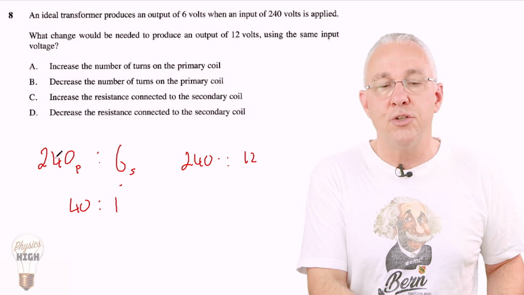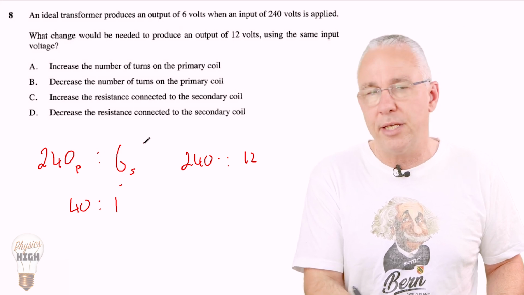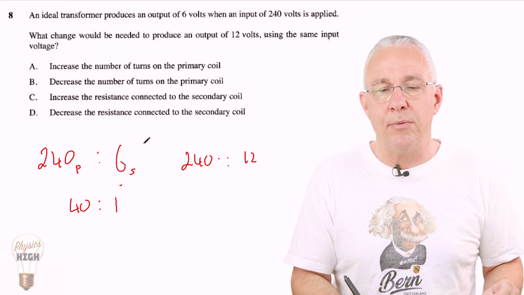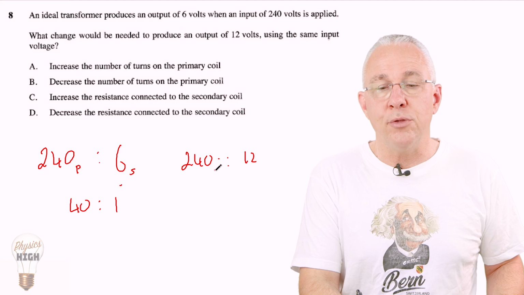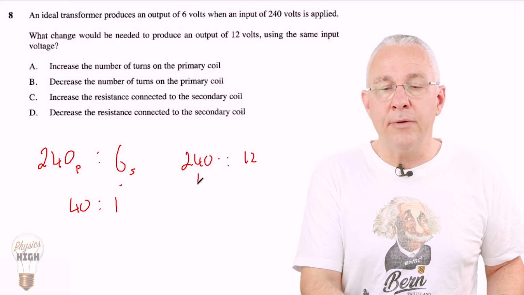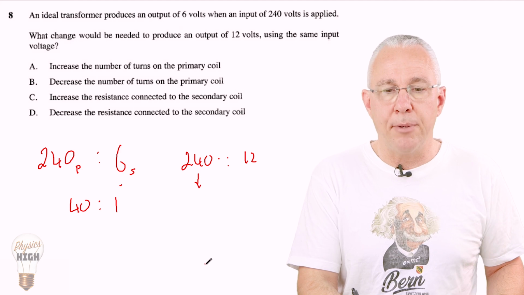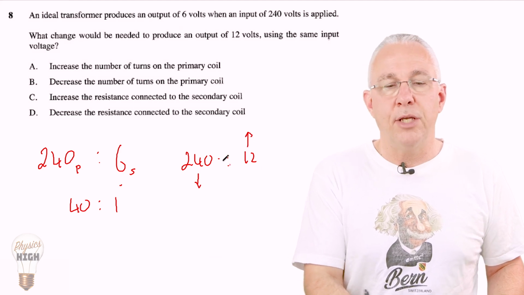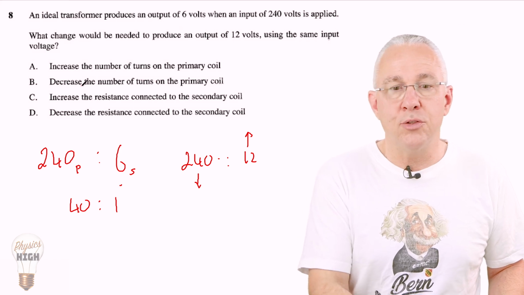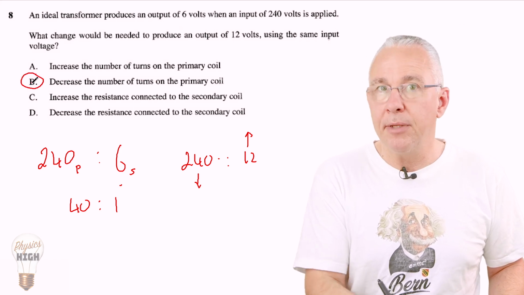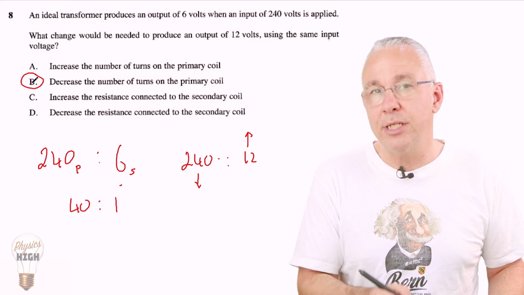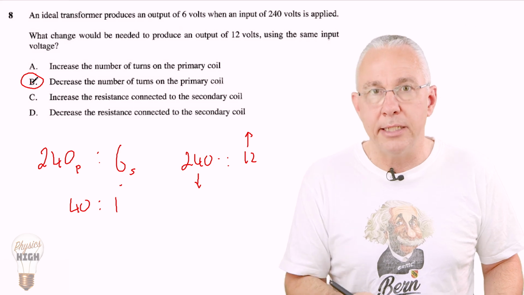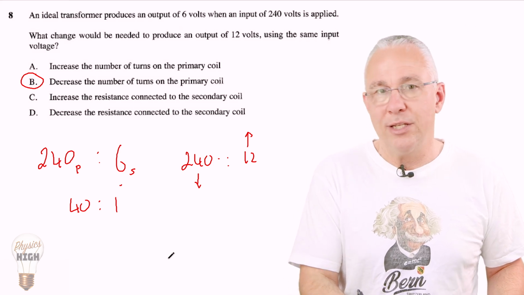Because the turn ratio determines the drop in voltage, both these cases are step-down transformers, but what we want is a lower ratio. Now, I can do one of two things. I can either decrease the number of turns in my primary, or I can increase the number of turns in my secondary. The only option available is B, and therefore a decrease of the number of turns in the primary coil will decrease the ratio and therefore increase the secondary voltage to the one we want, 12 volts.